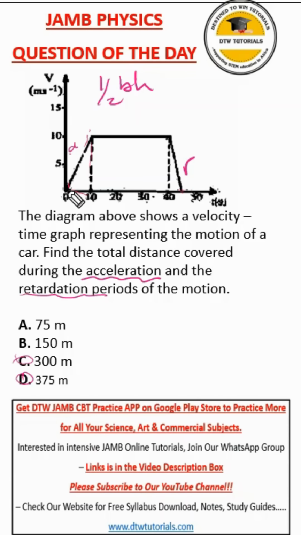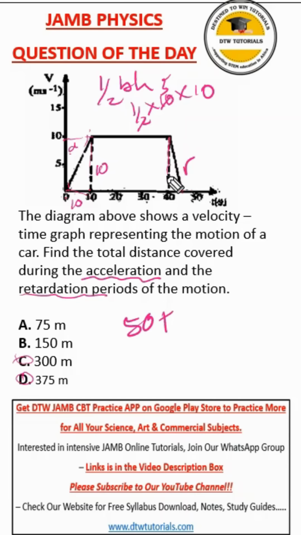Remember, half base times height is the area of a triangle. So where's our base? Our base is from here to here. From here, this is 0, this is 10. So our base is 10. And what is our height? This is 10. So our height is 10. So this will be half times 10 times 10. We'll cancel, this is 5. 5 times this will give us 50. So let us look for the other one, and we add it up.